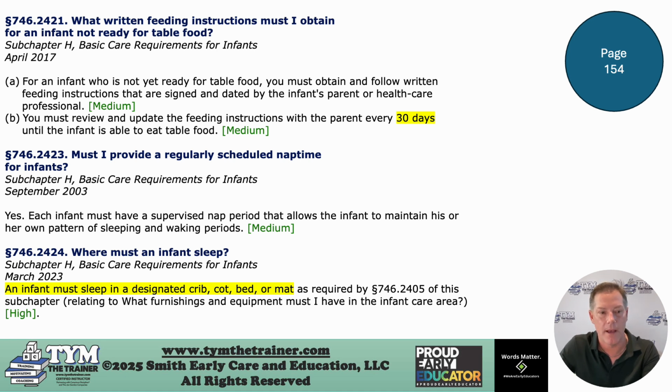2424, where must an infant sleep? They must sleep in a designated crib, cot, bed, or mat. When we talked about infants must not sleep in a restrictive device, that is in the standards now, but before that was in the standards, this is where they would cite it: that the child should be sleeping in the crib, not in the bouncy seat or in the swing. But now we do have specific standards addressing that.